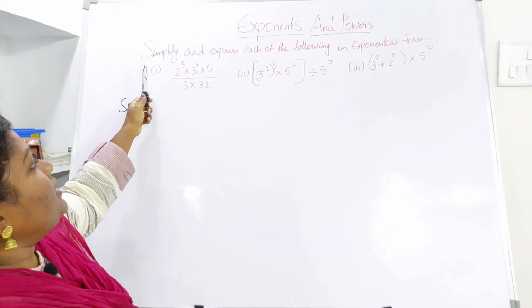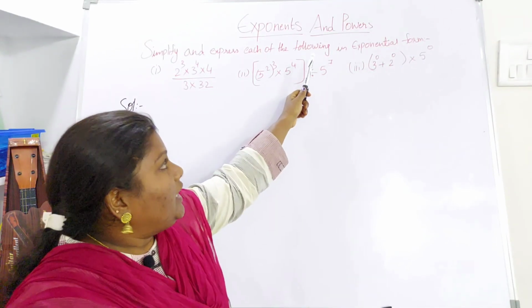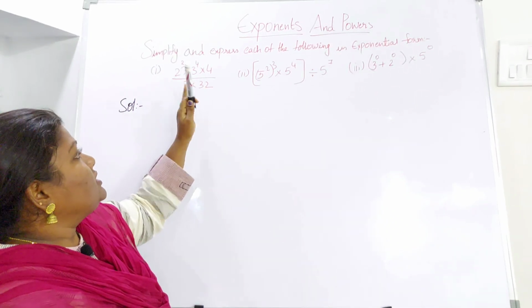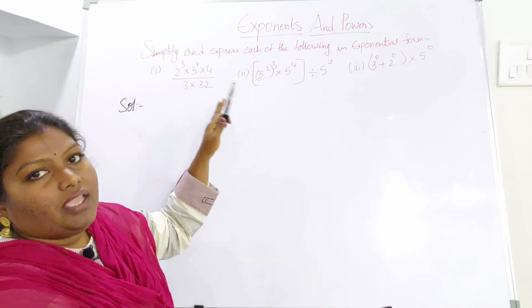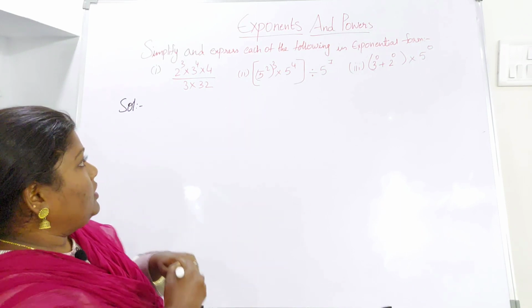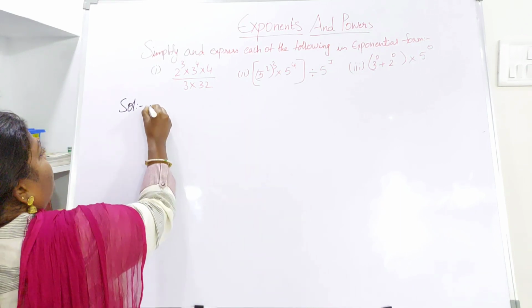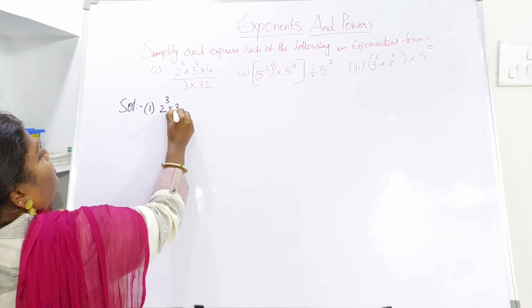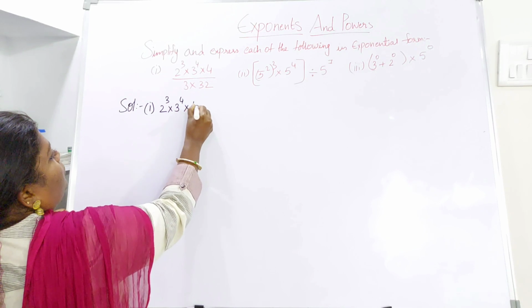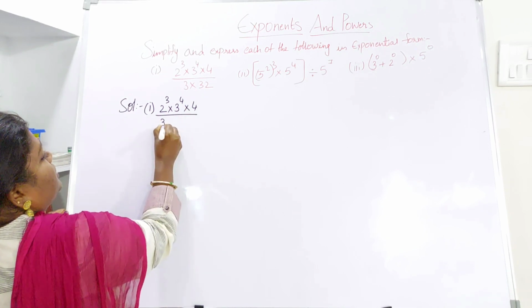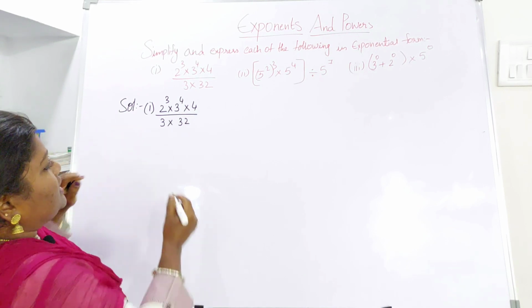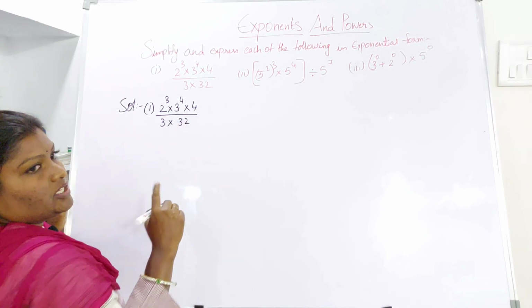So the next problem is simplify and express each of the following in exponential form. Now here you are going to simplify the problem and write the answer in exponential form. So the first one is 2 cube into 3 to the power of 4 into 4 by 3 into 32. Now here you can see that 4 can be written as 2 into 2.